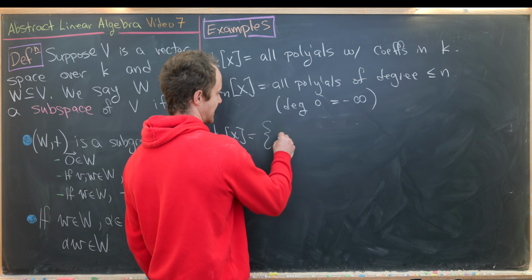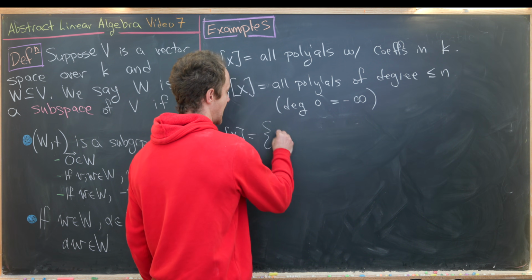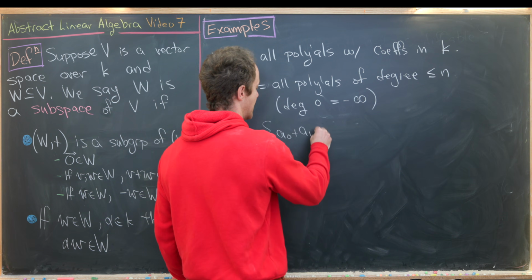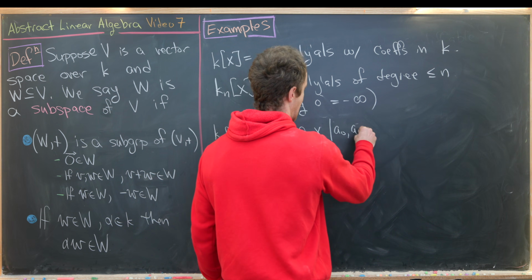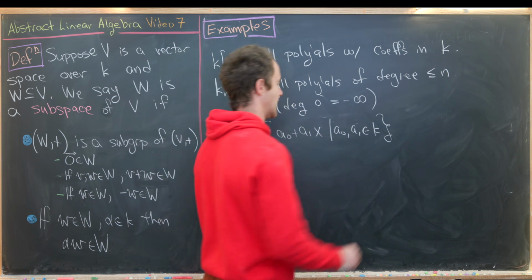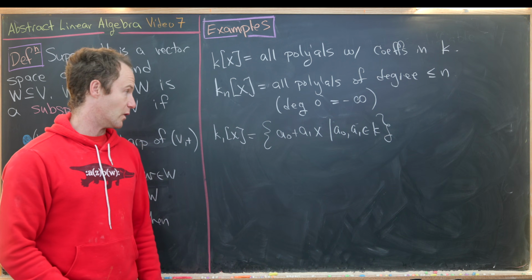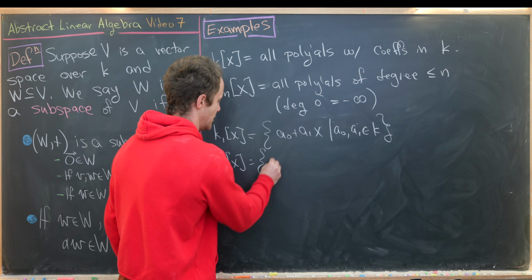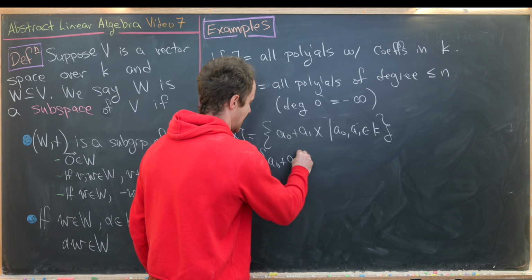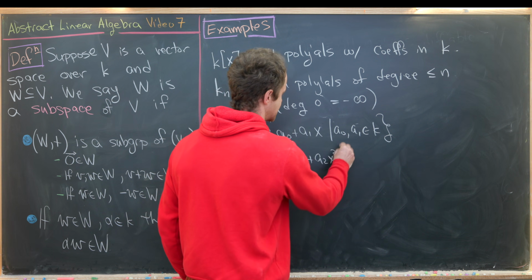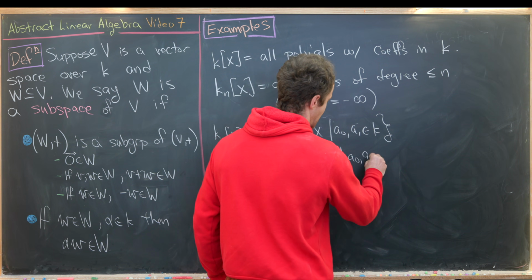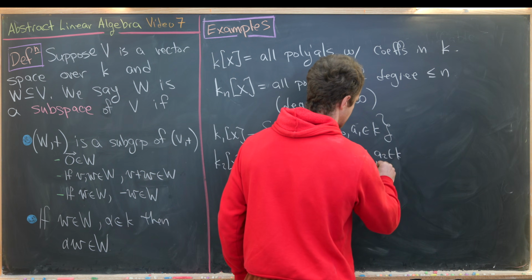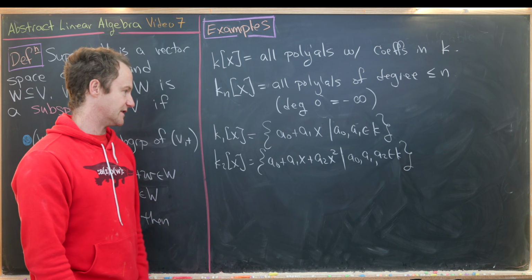So that'll be stuff like this. Maybe we'll write it as a0 plus a1x, where a0 and a1 are free to come from K. So that would be an example of K1x. And then K2x would be a0 plus a1x plus a2x squared. And here a0, a1, a2 are in K. So I think that gives you a good idea of what's going on here.